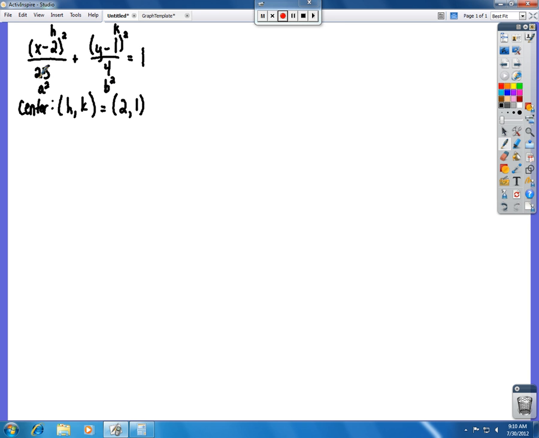And since the larger value is associated with the x term, this is going to be an ellipse that looks more like this, as opposed to the last one that was an up and down ellipse. Okay, so now we need to identify what a and b are. So a squared equals 25, so of course a is plus or minus 5, since that's the square root of 25. B squared is equal to 4, so therefore b is plus or minus 2. Okay, so now we have all the basic information we need to graph our ellipse. We have our center, and we have our a and our b.